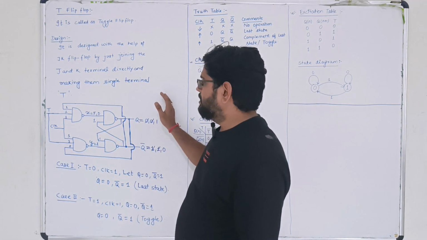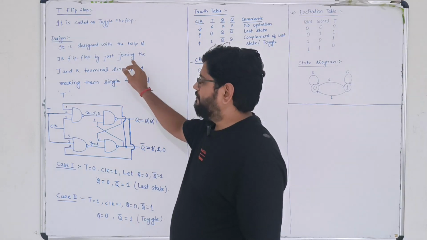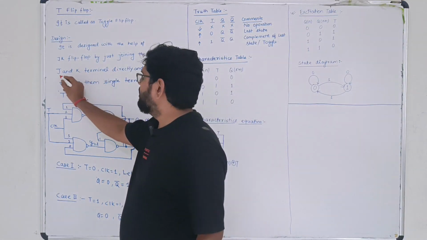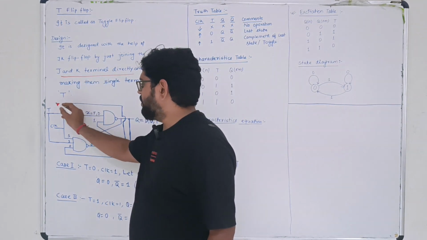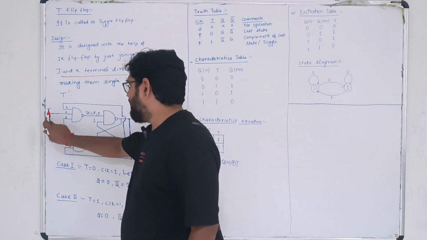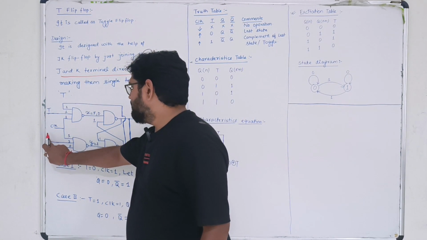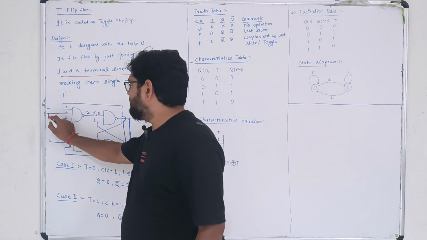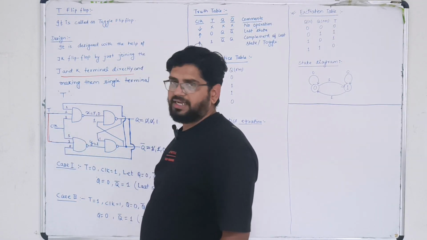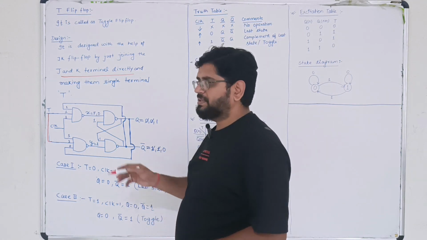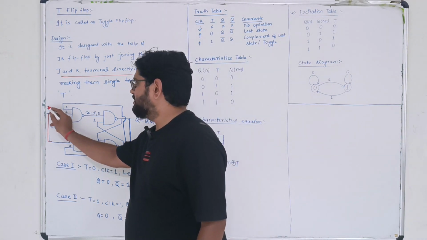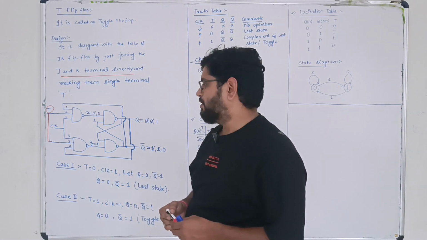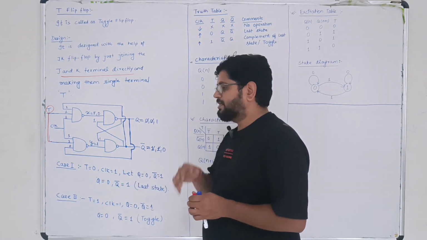It will be designed with the help of JK flip-flop by just joining the J and K terminals directly. This terminal is J, this terminal is K. If we join J and K directly with a line and represent that as T, then that flip-flop will become T flip-flop, and it is also known as toggle flip-flop.